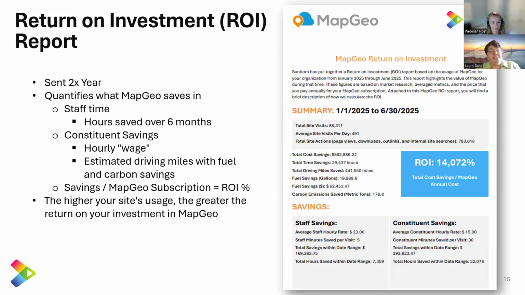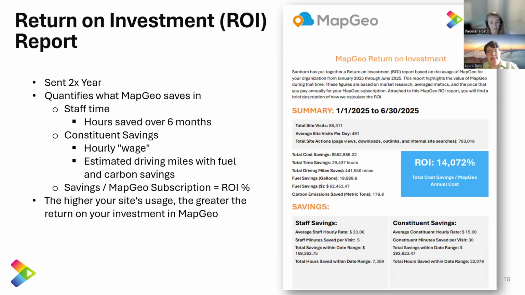MapGeo also saves constituent time by providing a resource for gathering background information, so that can help someone who needs to go into town hall to resolve an issue. They can get that background information and come to you better prepared to resolve an issue.